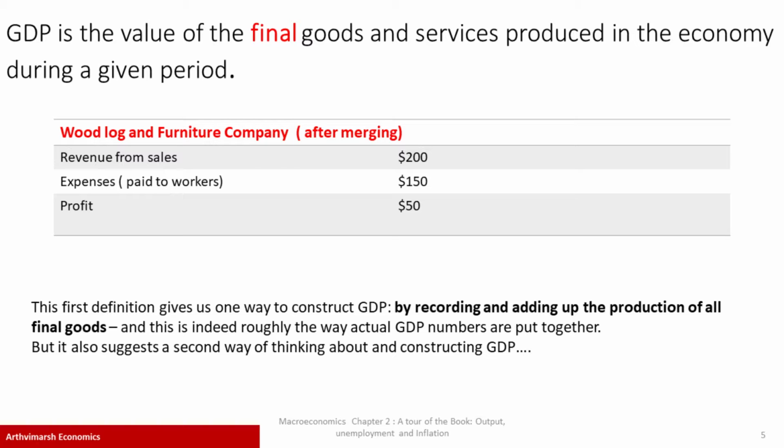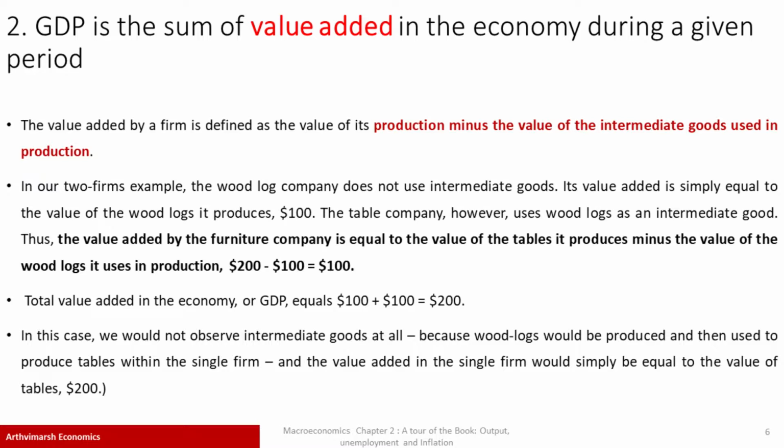GDP can also be defined as the sum of the value added in an economy during a given period. The value added by firms. So the second approach is also known as the value added approach. The value added by a firm is defined as the value of its production minus the value of intermediate goods used in the production. Like the example we have discussed in our two firm example, the woodlog company does not require the use of intermediate goods. Its value added is simply equal to the value of the woodlog it's producing, that is $100.